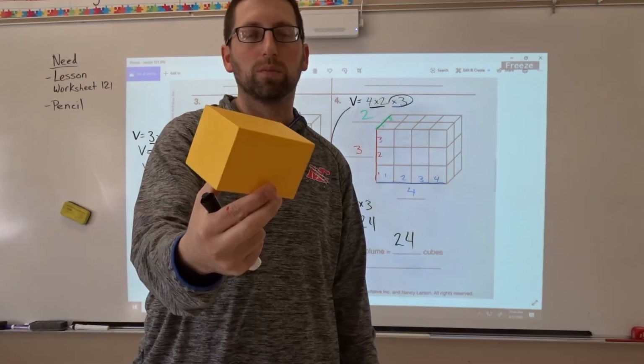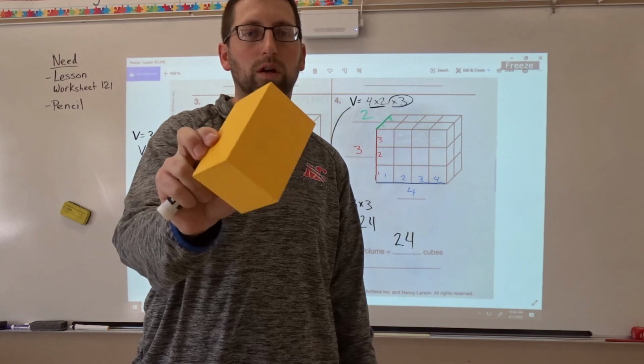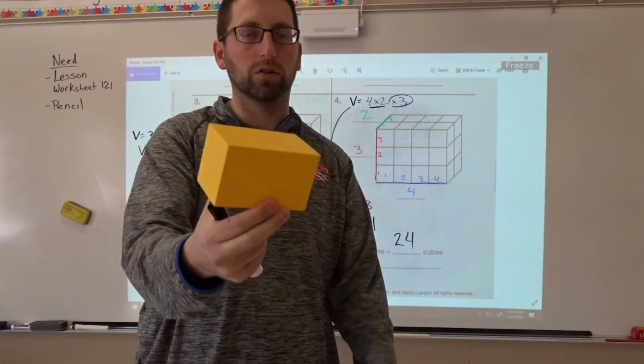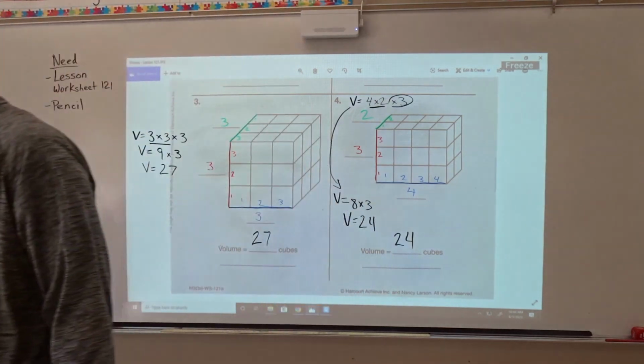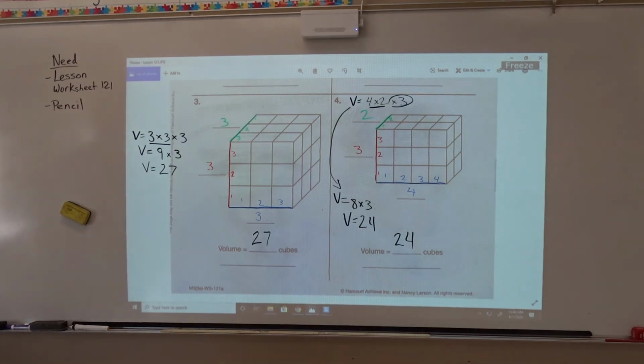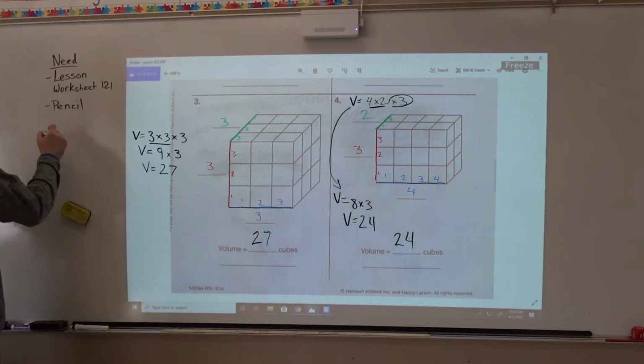Okay. So the important part to remember is volume is how much space, so volume will tell you how much space a three-dimensional shape will take up. And to find volume, we want to know the length times the width times the height, and that will tell you your volume.